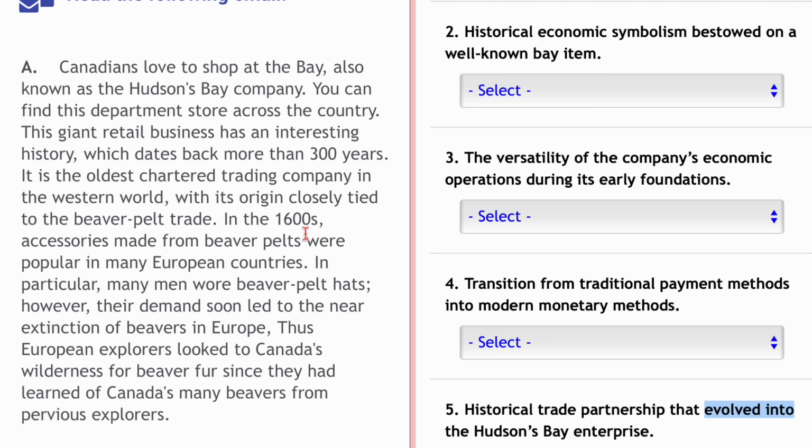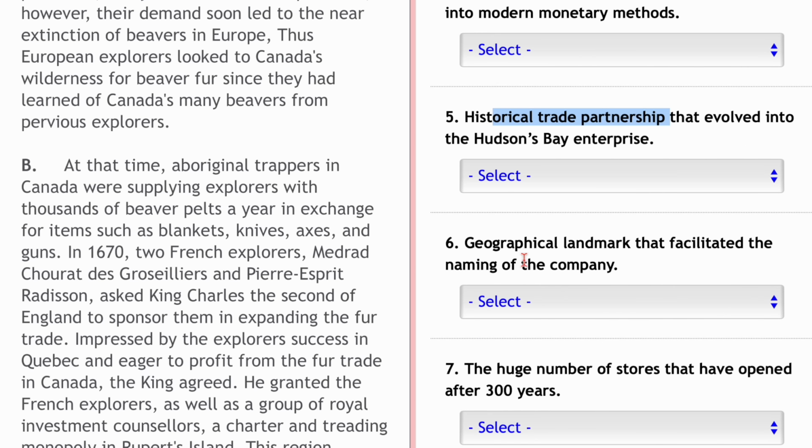Maybe. Well, I didn't see anything about trading here. It says the beaver pelt trade. Europeans came looking for beaver pelts, but historical trade partnership, I didn't see that there. No. Number 6, geographical landmarks.